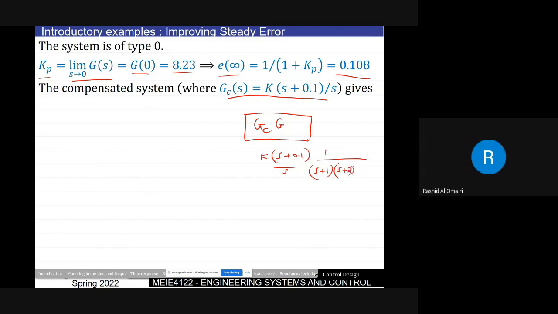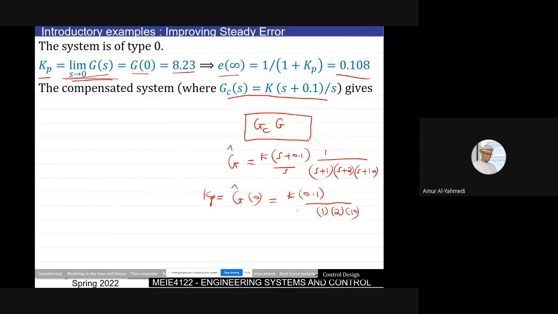S plus 2, S plus 10. So what is my G0 now? This is my new G. So what is my new G0 to get Kp, as we did here? I'll put S equals 0. So what will I have? K times 0.1 over 1 times 2 times 10.